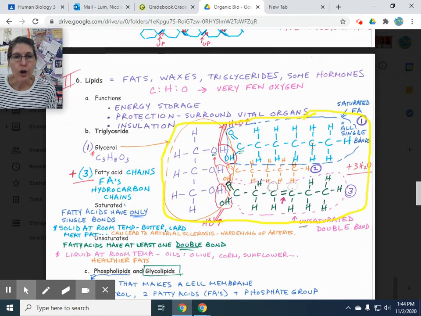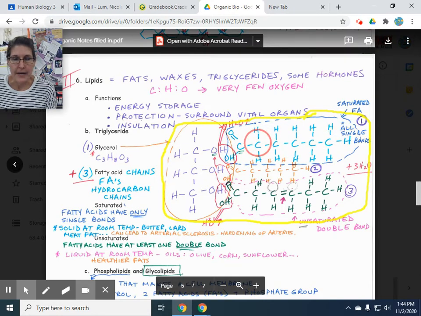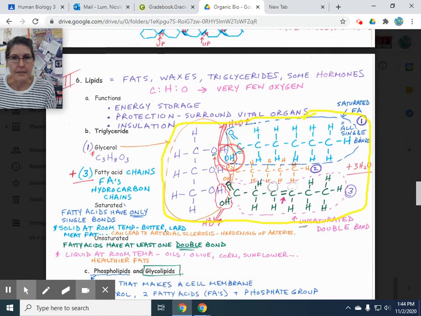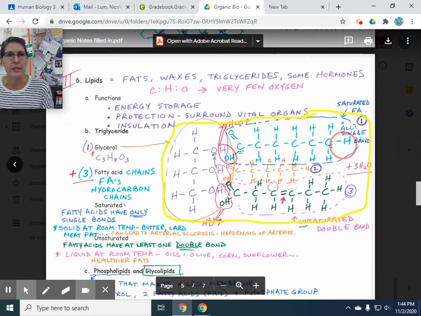On this hydrocarbon chain for fatty acids, at the very end is this carboxyl grouping. It was one of our functional groupings. It is a carbon double bonded to oxygen with an OH group. All my fatty acid chains have it. So it's a carboxyl group with a hydrocarbon chain to it, only carbons and hydrogens.